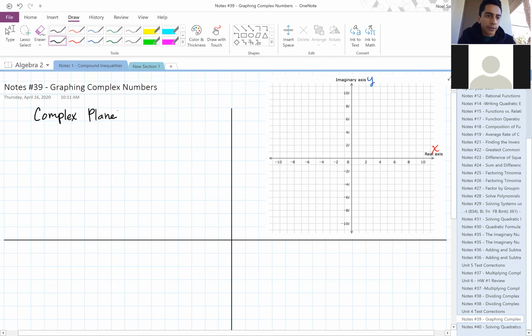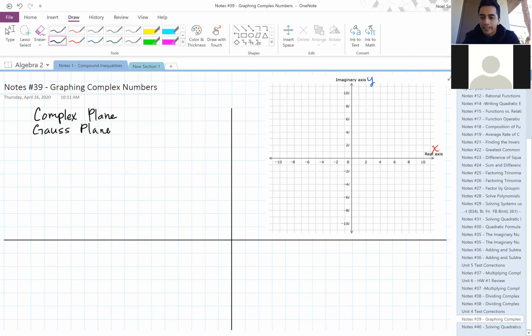There's also another name for it. Sometimes it's called the Gauss plane. Gauss was a really old mathematician. He spent a lot of his life working on complex numbers. There's a whole field of study in math for complex numbers. I took a class in college, a whole semester just of complex numbers. Pretty crazy, pretty interesting class.